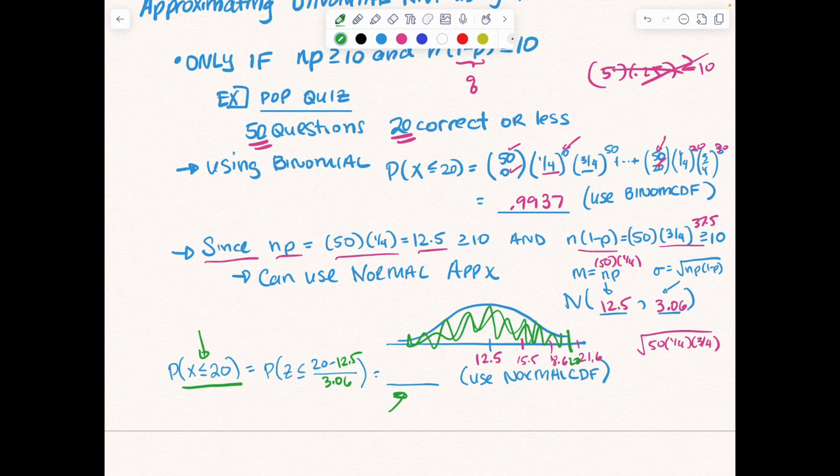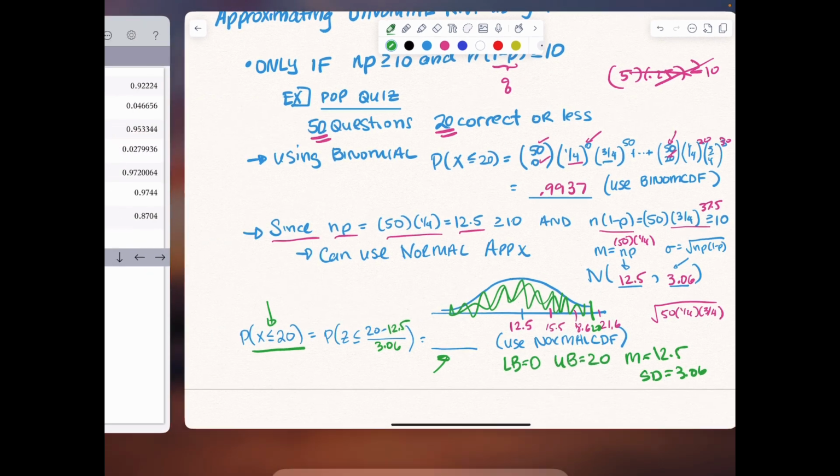Well, I'm going to use normal CDF to find this, where my lower bound could be negative infinity, or I could put 0 because that's what I'm headed for. My upper bound is going to be 20. My mean, which I already solved, is 12.5. And my standard deviation is going to be 3.06. So let's go ahead and put those in.